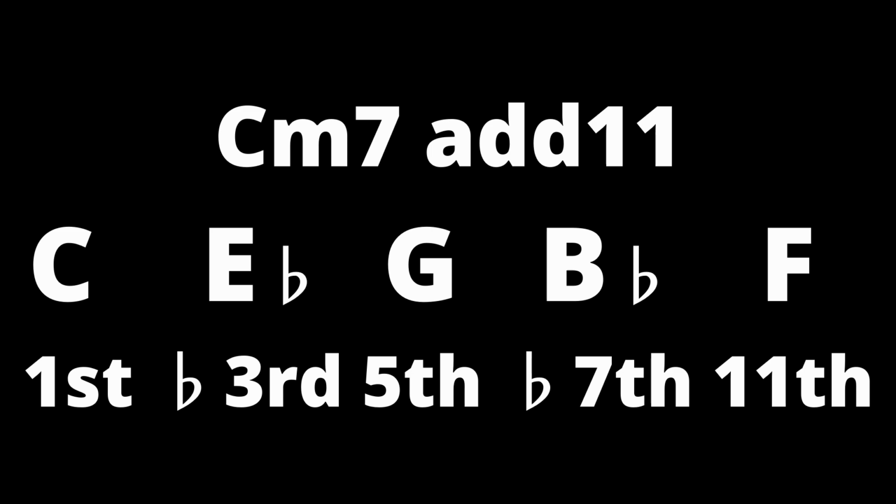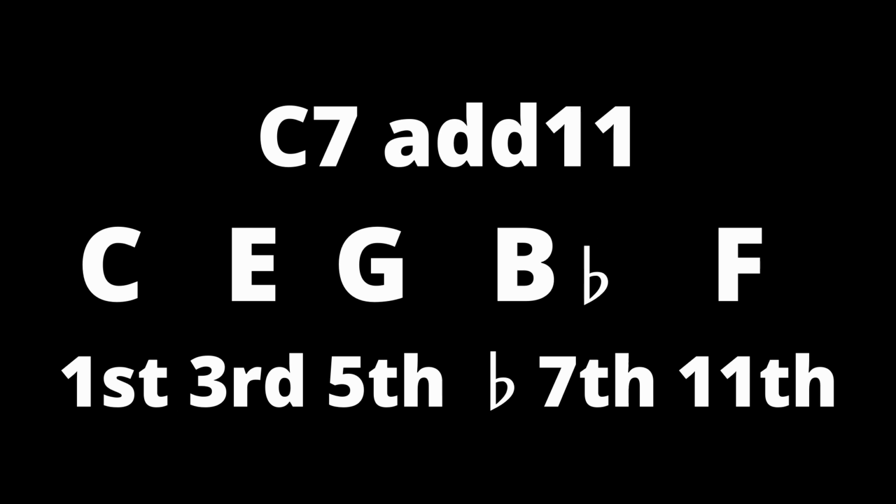The C minor 7th add 11 has the notes C, E flat, G, B flat and F. And the C dominant 7th add 11 chord has the notes C, E, G, B flat and F.